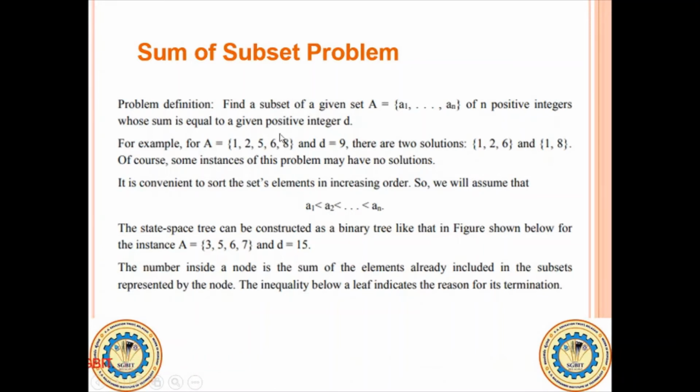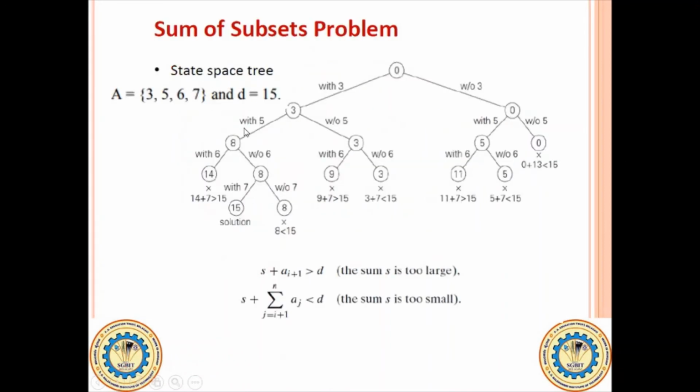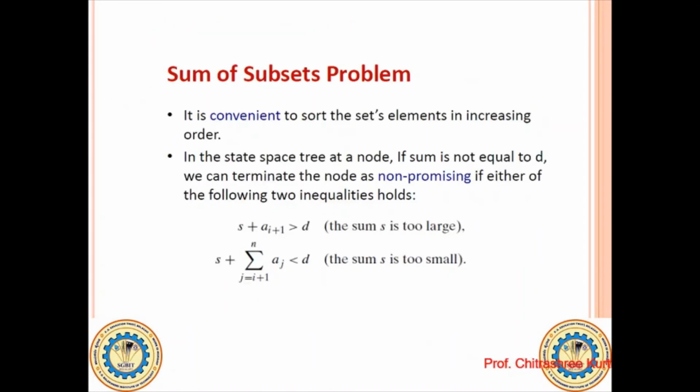Next, can we have one more subset which gives us 9? Yes, that is 1 plus 8. It is giving us 9. So this is how we find the subsets whose sum is 9. That is the problem, and we have to solve it by making use of backtracking. It is convenient to sort the set's elements in increasing order.